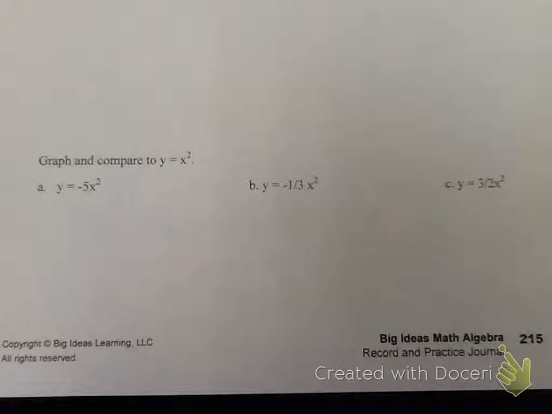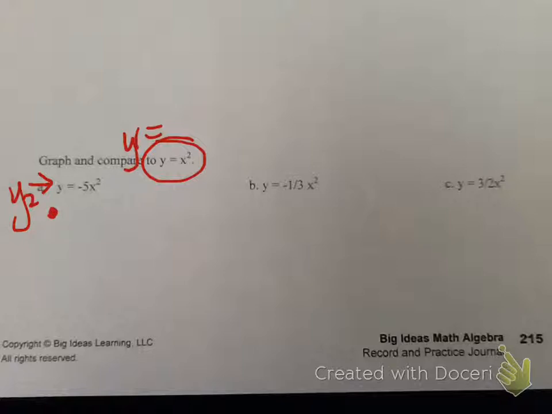Alright, so I have 3 examples for you to compare to y equals x squared. The first one is y equals -5x squared. You can type that into your calculator to view the graph. I personally would do y equals x squared into y1, and then I would type in what you're comparing into y2, and take a look at both the graphs. The first one that shows up will always be y equals x squared, and the second one that shows up will be y equals -5x squared.